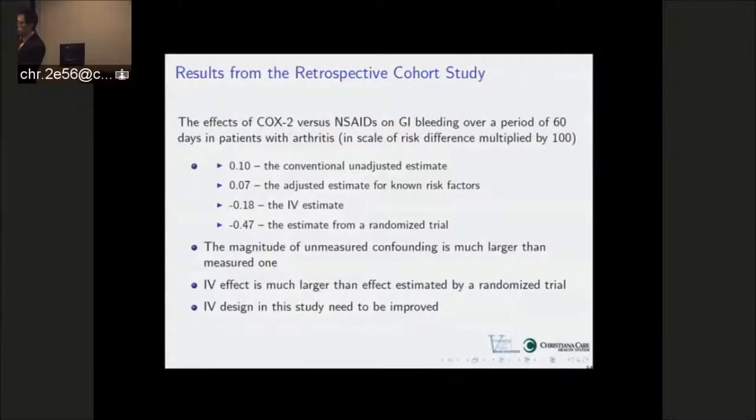And also compared with the result from a similar randomized study, it's negative 0.47. So we may see that although the IV estimate gave us the correct direction of this effect, it still has some difference from the randomized controlled trials, which means there could have been some broken condition, some IV conditions, or it could be something else. That means it's not a good IV variable for this study, since it cannot satisfy all three conditions at the same time.